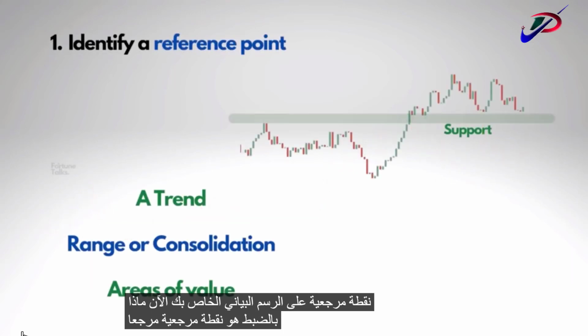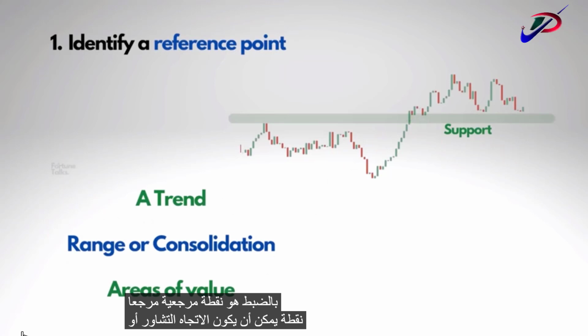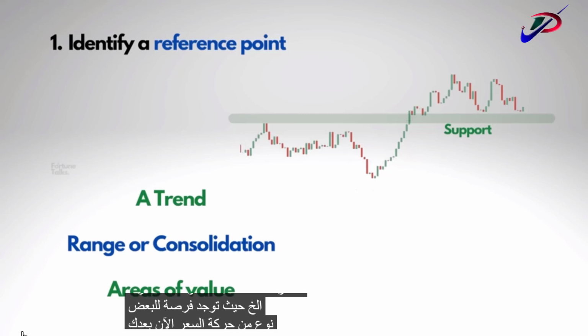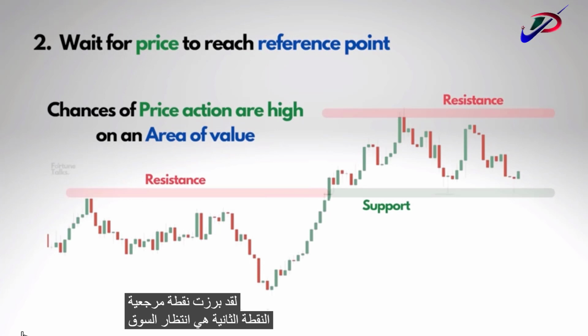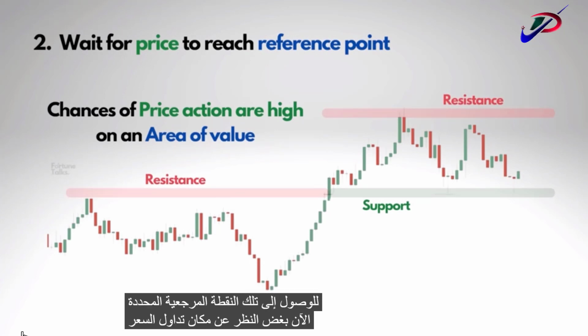A reference point can be a trend, a consolidation, or an area of value like a support resistance, a trend line, a moving average, etc., where there is a chance for some sort of price action. Now, after you have figured out a reference point, the second point is to wait for the market to reach that particular reference point.